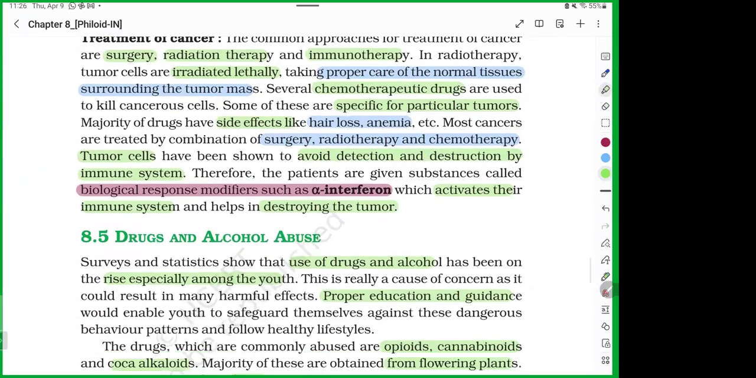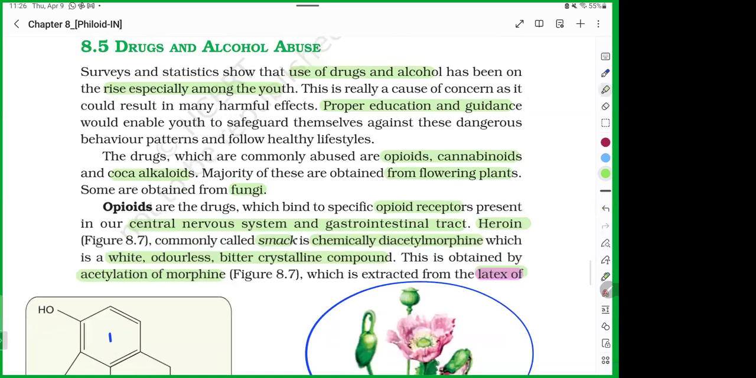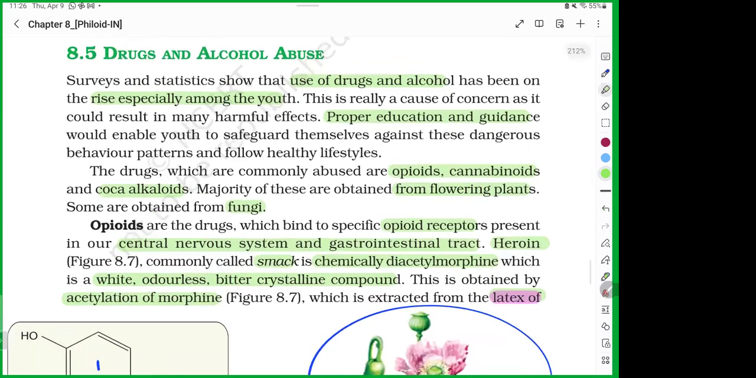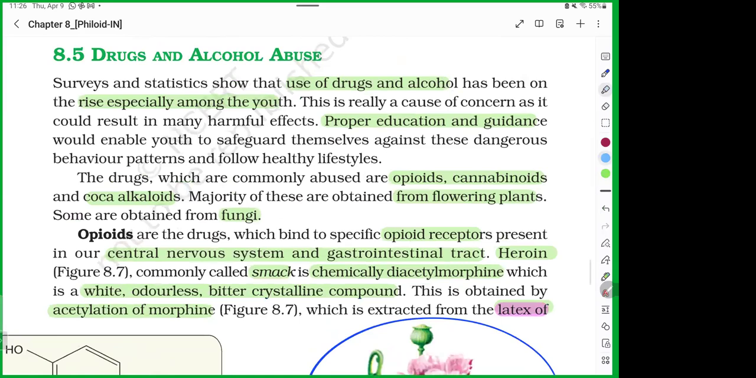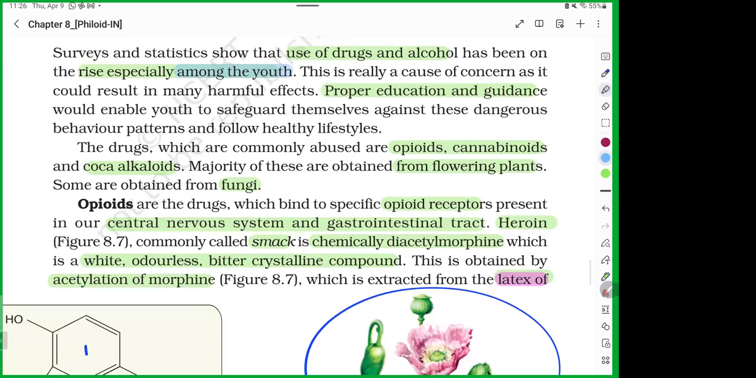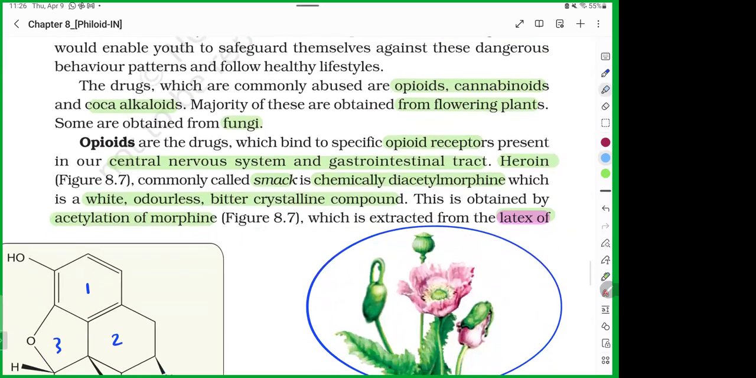Now you have more theory part, but this drug and alcohol abuse is really, really important. If we take a survey and see the pattern of drug and alcohol abuse, it is more among the youth. I don't understand why people smoke. Logically, it does not make sense to me. Why do people consume a lot of alcohol? Alcohol on occasion is okay, not bad, but alcohol every single day doesn't make sense. This is a real concern. That's why proper education and guidance is really important for the youth so they can avoid this.